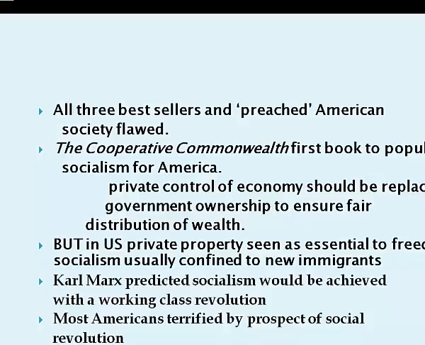Now, Gronlund, well, he wasn't really an American. He was the first gentleman to Americanize the idea of socialism. Meanwhile, Karl Marx in Europe had predicted that socialism would be achieved through a working-class revolution. Workers of the world unite and revolt. Gronlund believed it would be achieved by peaceful evolution, and thus made it seem more acceptable to middle-class Americans, terrified by class conflict and the prospect of a social revolution.